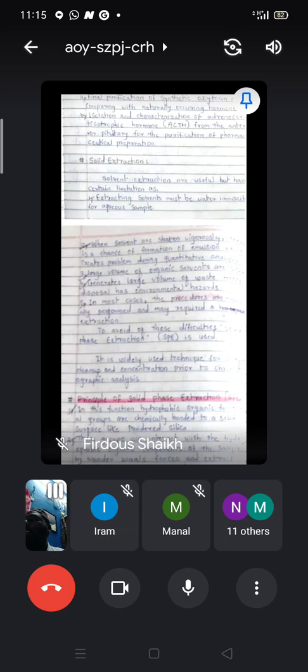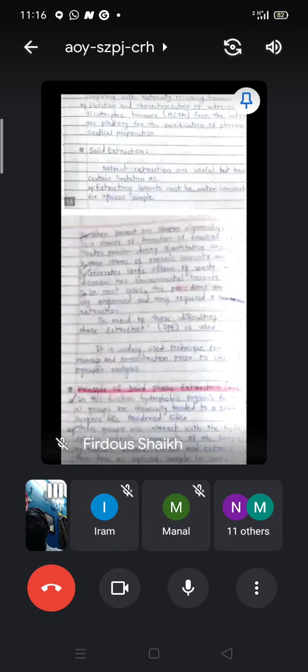So as to overcome these problems of solvent extraction, we have seen solid phase extraction. All the difficulties which arise in solvent extraction are overcome by solid phase extraction. It is a widely used technique for sample cleanup and concentration prior to chromatographic analysis. That we have seen, SPE in detail.